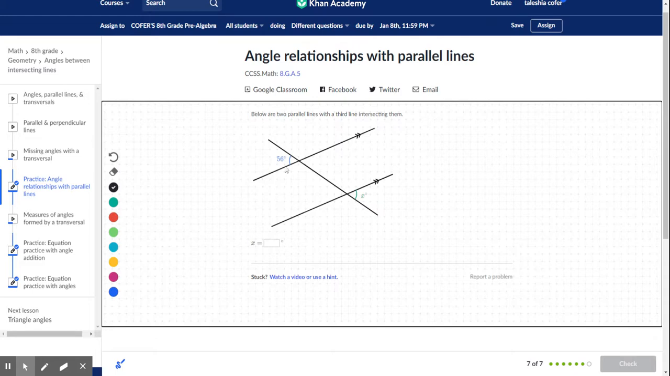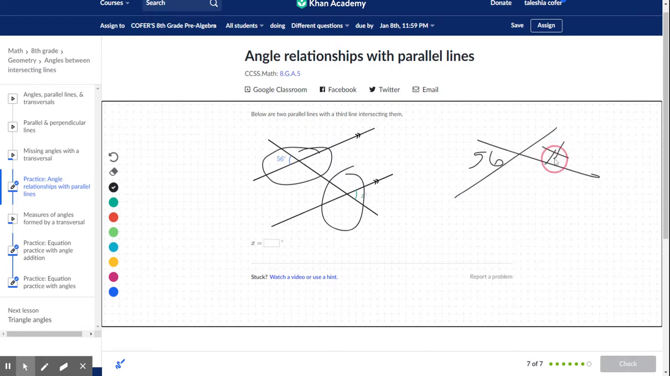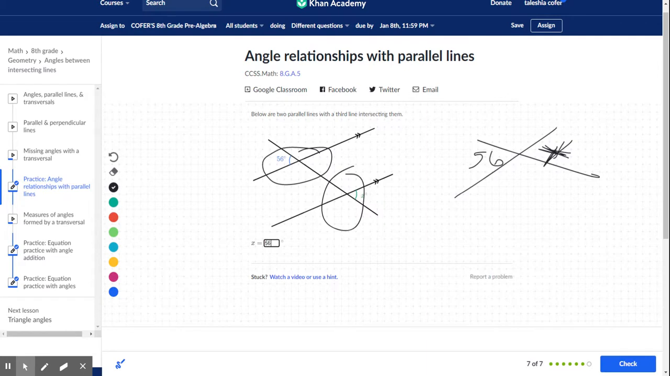Over here, we're going to combine them as one. Over here, they have a 56. On this side, they have an X. Because they're staring each other directly in the eye as vertical angles, I know that they are the same. So the answer has to be 56.